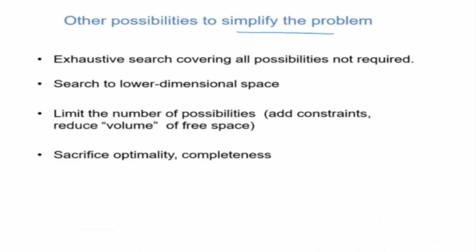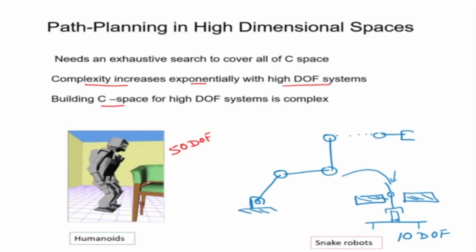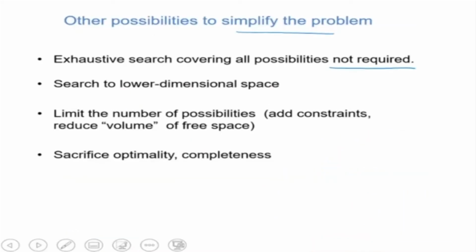One way to go ahead for such problems is to simplify the problem. Exhaustive search covering all possibilities is not required. For example, in the previous case we looked at the humanoid robot, which has 50 degrees of freedom. There will be infinite solutions. If you want an exhaustive search which will look at all the possibilities and then try to find which is the best possibility, that would be time consuming and may not even be possible in finite time. So exhaustive search is not required. That is one.